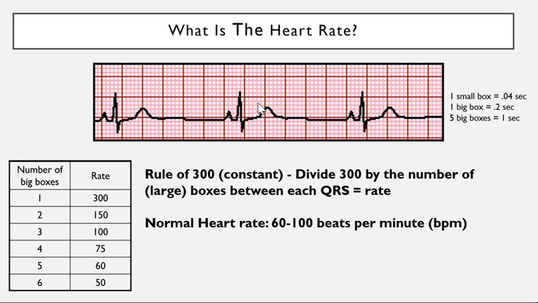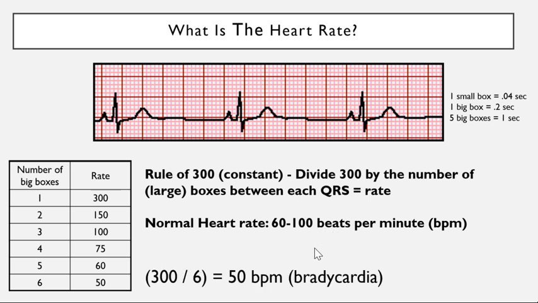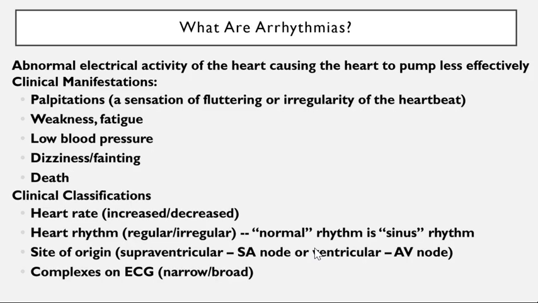Yeah, no, you got it on the PowerPoint. You nailed it there. Boom. 300 divided by 6 is 50 beats per minute. That's typically pretty slow, and so that would be bradycardia. That's just how you determine heart rate from these EKGs. It's pretty simple, right? Y'all can do that pretty easily.